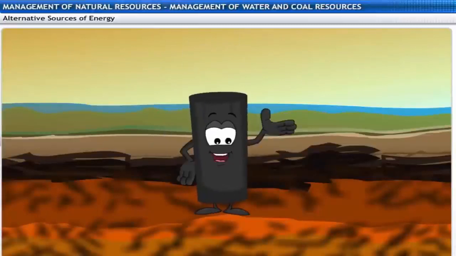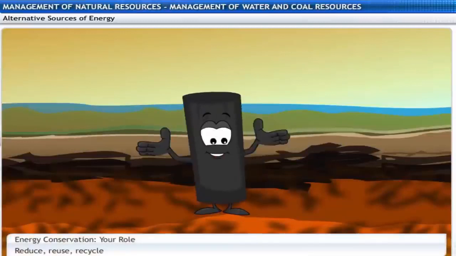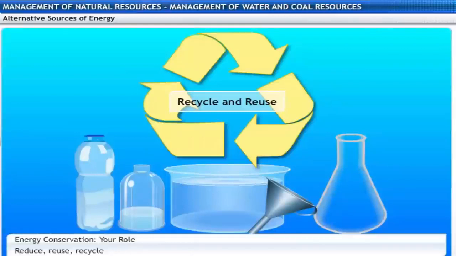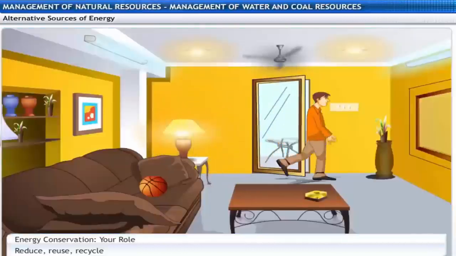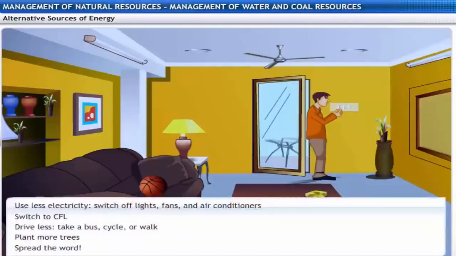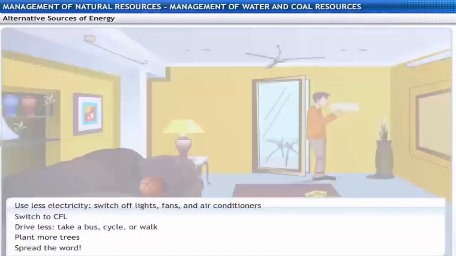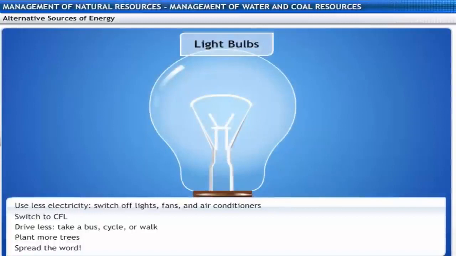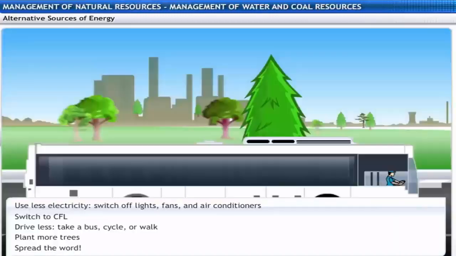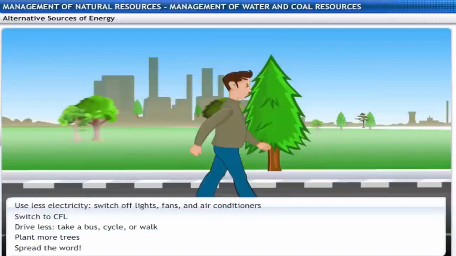Luckily, there are several things you can do as individuals to conserve energy. Here are some tips. You can make a habit of recycling and reusing things like plastic bags, bottles, jars, etc. You can try to reduce your consumption of electricity. Switch off lights and fans when you're not using them. You can change your light bulbs to CFL bulbs to save the energy used at home. You can reduce your fuel consumption by taking a bus, cycling, or walking.